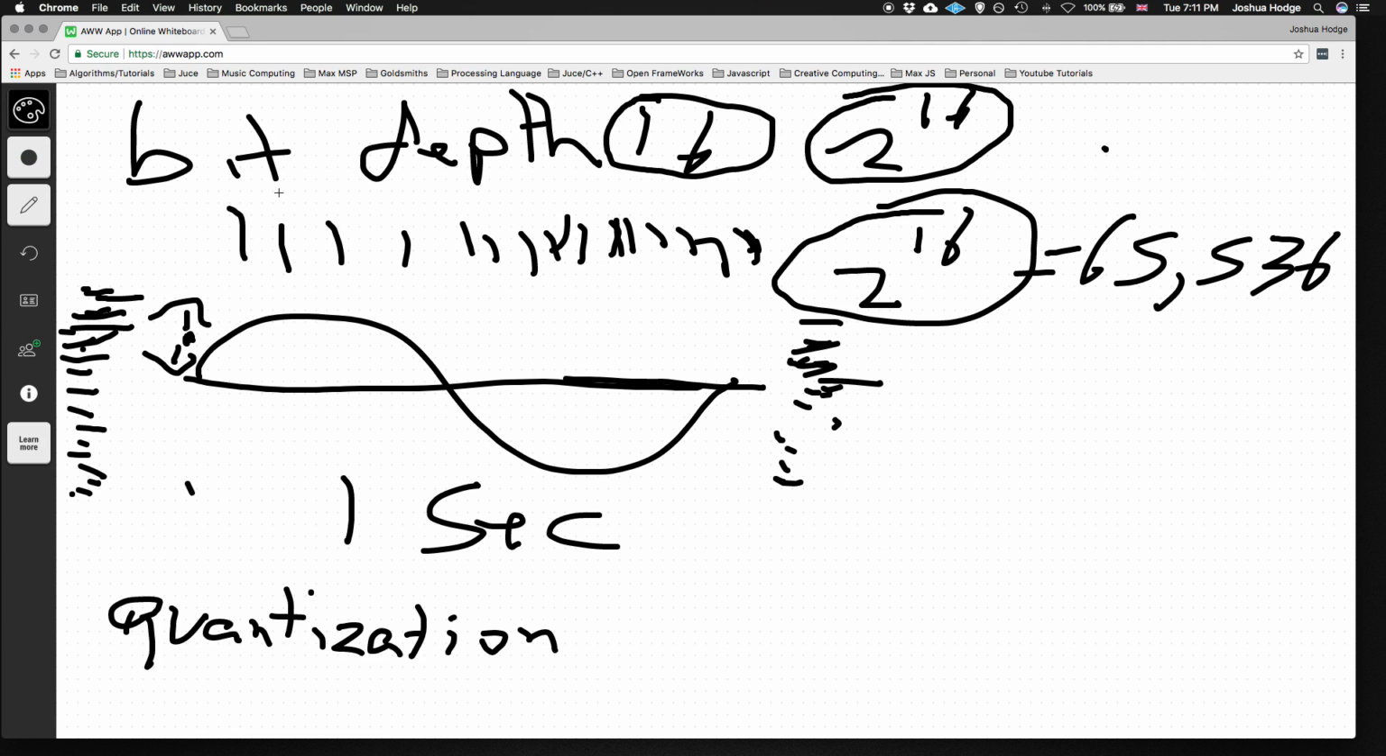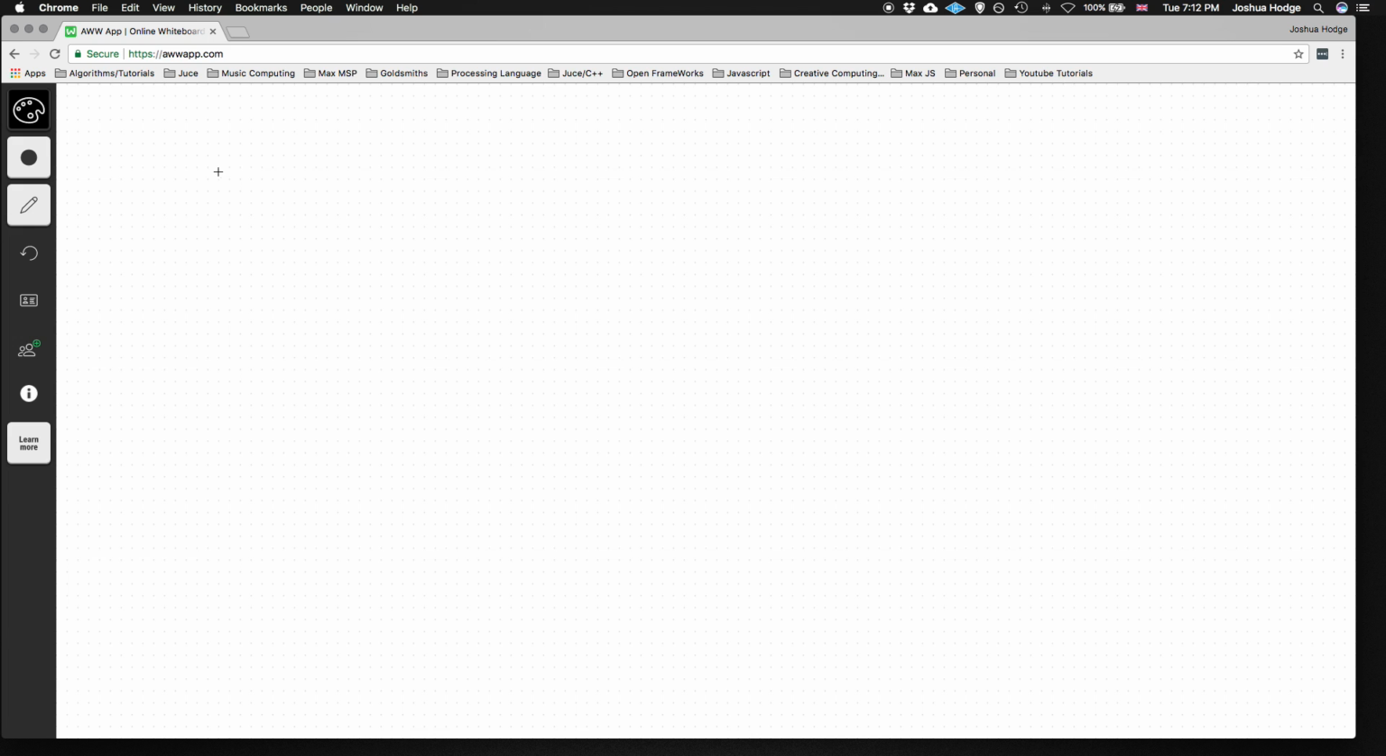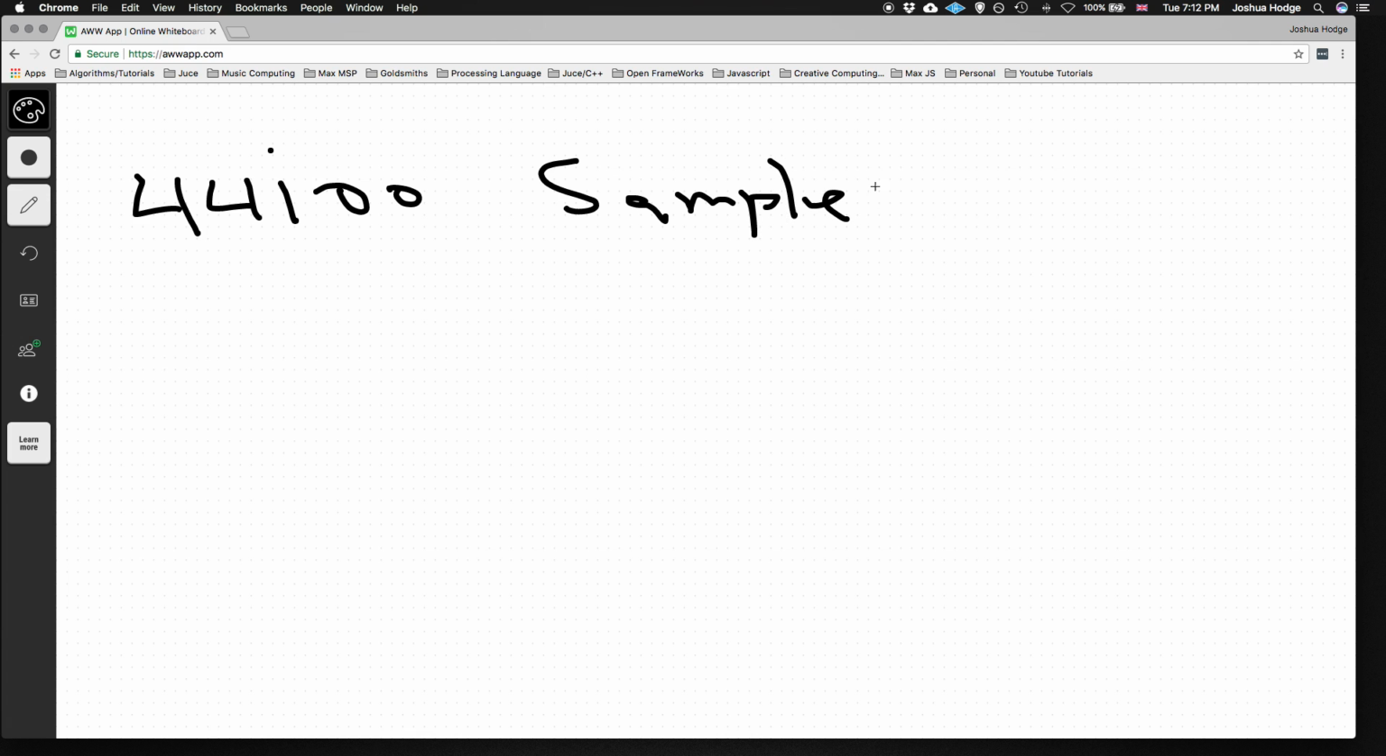Okay, so let's complete by just saying this. Going back to this concept of the sampling rate, 44,100. Okay, so sampling rate. Why is it 44,100? Why do we pick this number? Well, we have a theory.